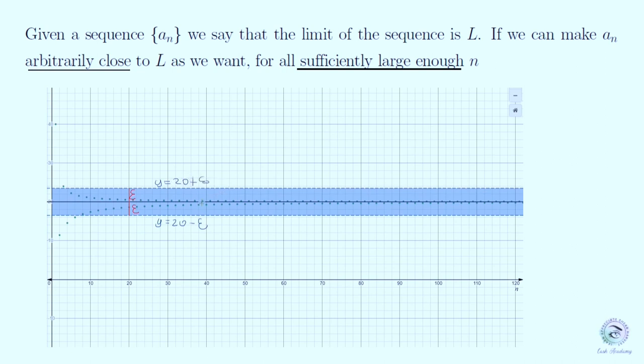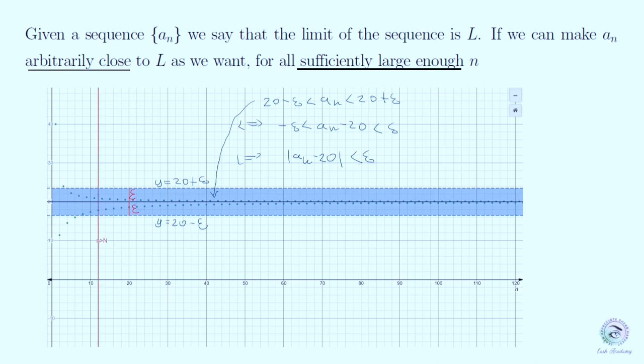Therefore, to achieve the required arbitrary closeness, we have to pick the terms that satisfy the inequality 20 minus epsilon less than a_n less than 20 plus epsilon. Rearranging the inequality by algebraic manipulation, we get that the absolute value of a_n minus 20 is less than epsilon. The new inequality refers to the same criterion. We already know that for a given epsilon, we can find a large enough n such that all terms after n lie within epsilon units from 20.